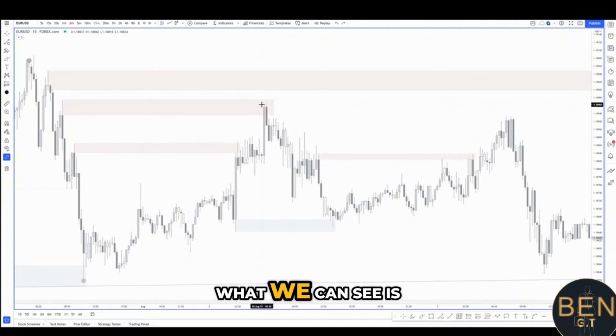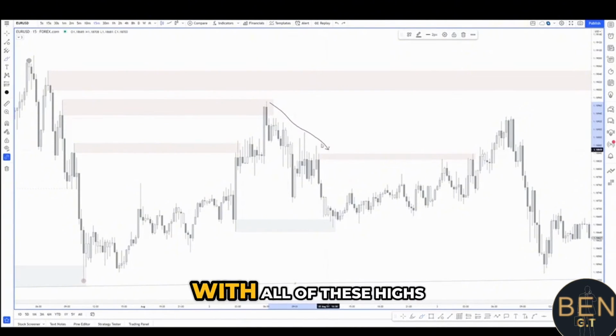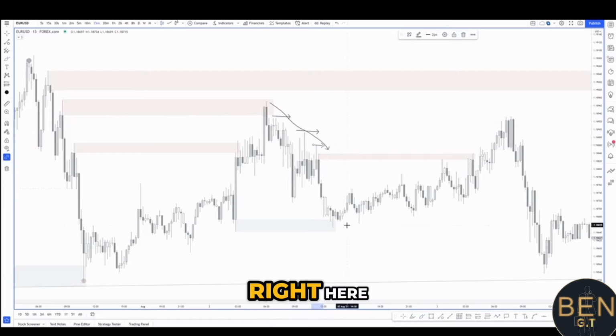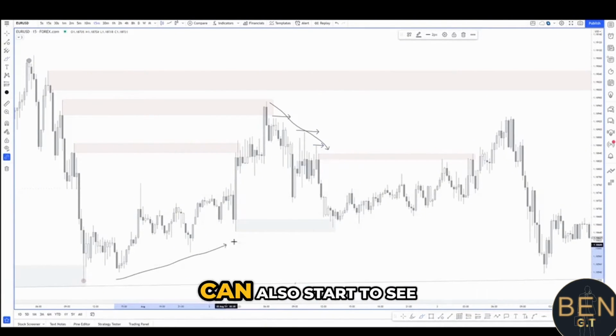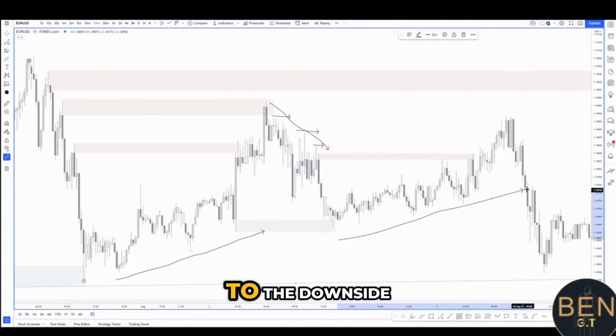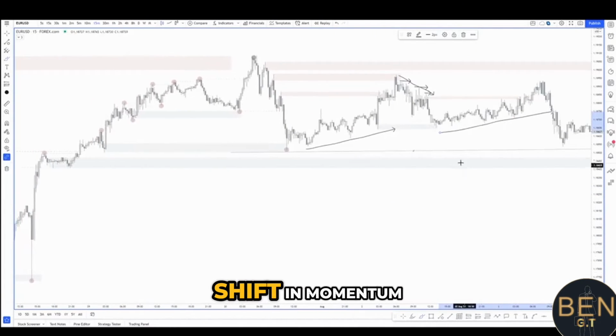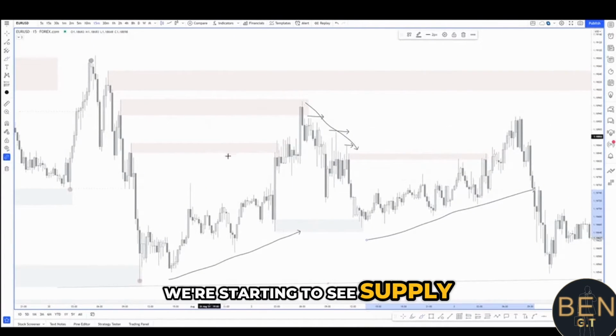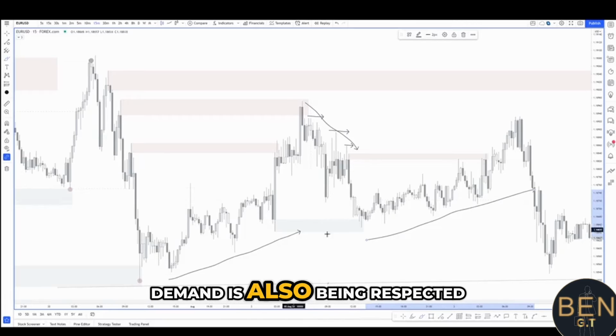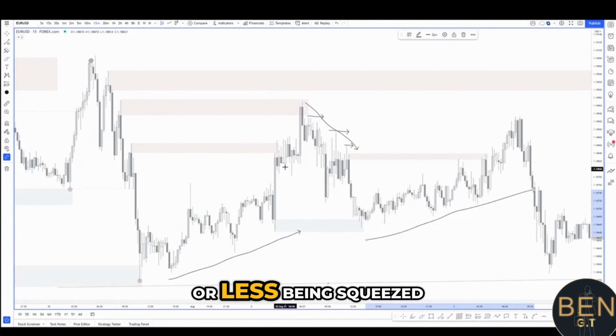But again, what we can see is we tap into this, and what are we creating with all of these highs right here? We're creating liquidity. What we can also start to see is we're starting to create liquidity to the downside. We're starting to see that shift in momentum. We're starting to see supply being respected. Demand is also being respected. So right now price is more or less being squeezed.